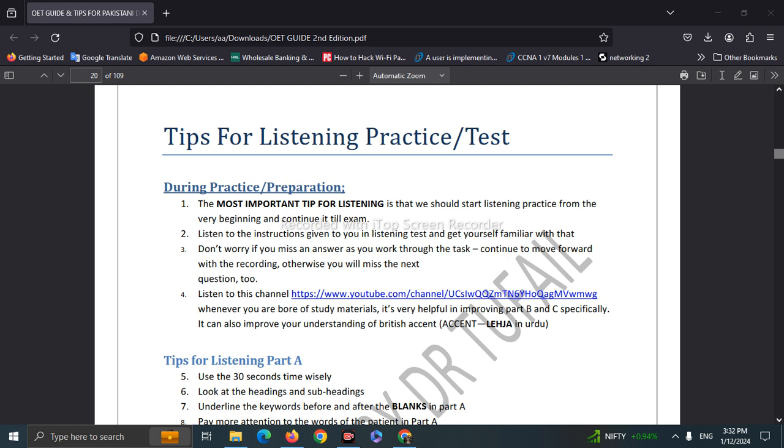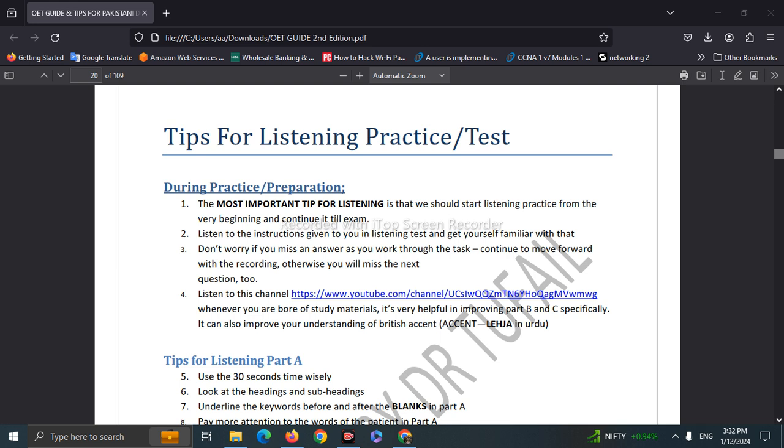When section A starts, you will get 30 seconds to read all your blanks, and you should mark the word at the start of your blank and also the word at the end of your blank. So when the recording starts, you will get an idea about your blank.